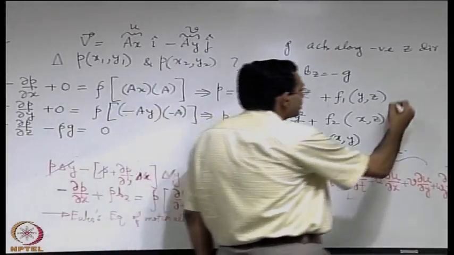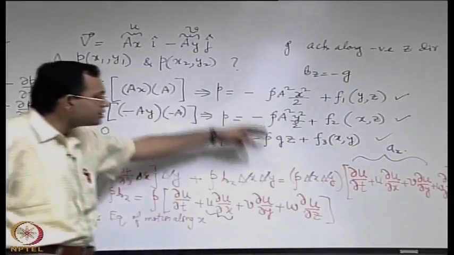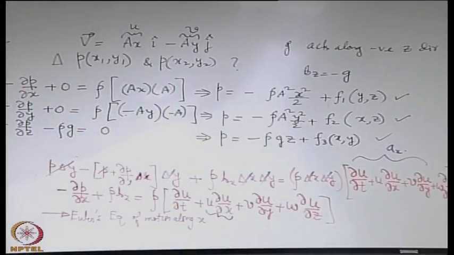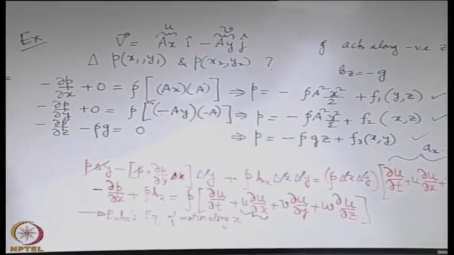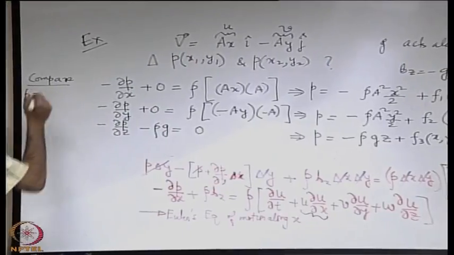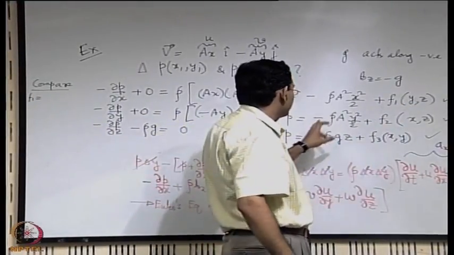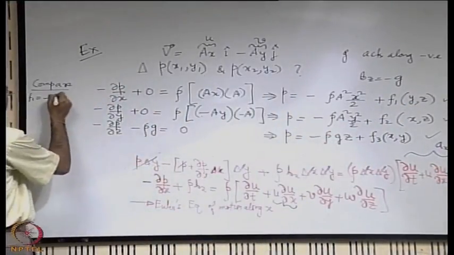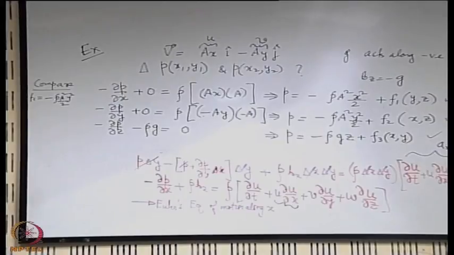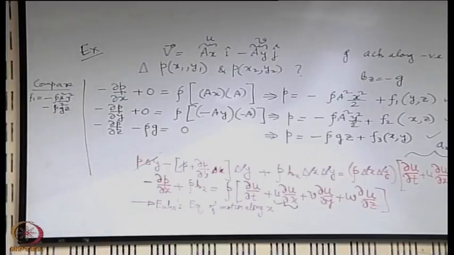All these three expressions are representing the same pressure field, so we can compare these to get these three functions. So let us compare these and get the three functions. If you compare, what functions you get, what is f1? f1 is a function of y and z, so minus rho a square y square by 2, then minus rho g z, this is f1.